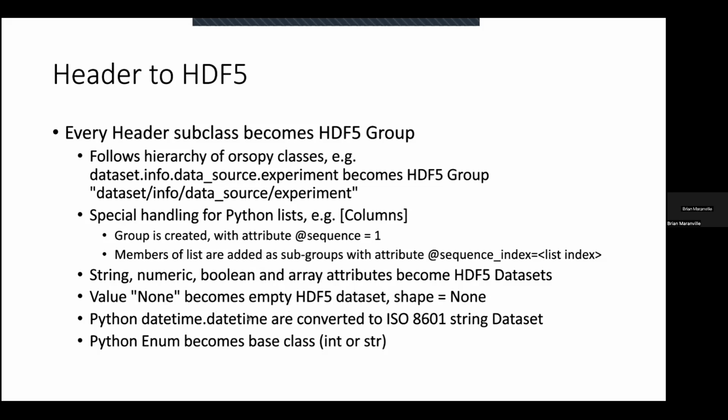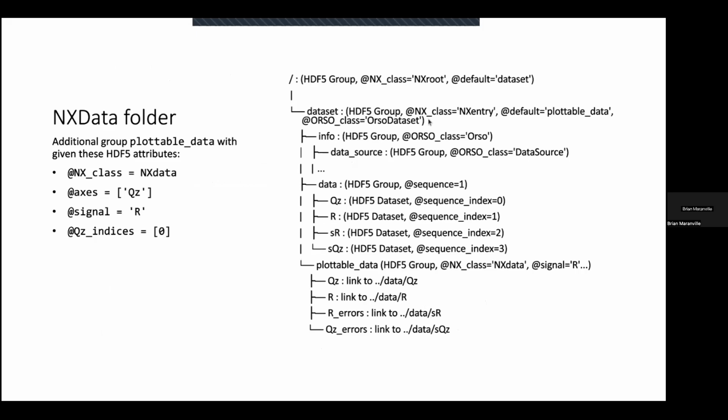And then datetime objects: everything in ORSOPy that can be a datetime can be written out as a datetime object or in ISO 8601 string. So in this case, we make the conversion before writing it to the file. And then enums just become their base class. So this is a very detailed look at what happens there. But in the end, this ends up creating your HDF structure here.